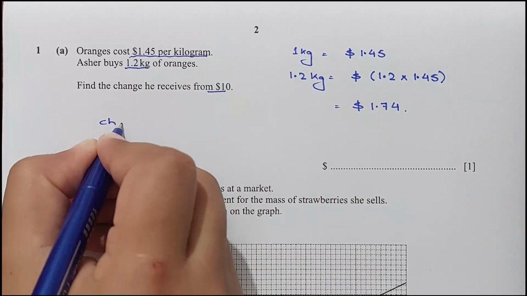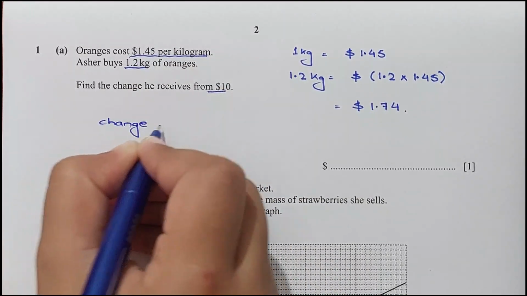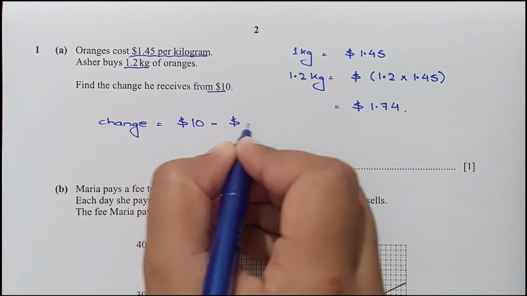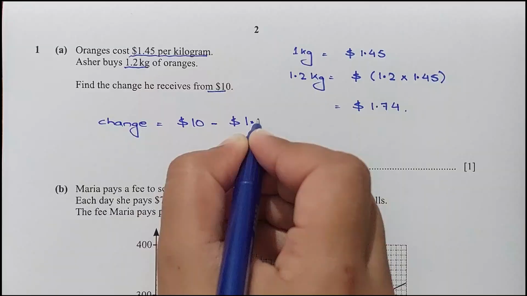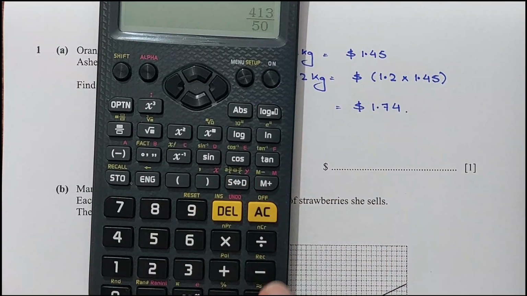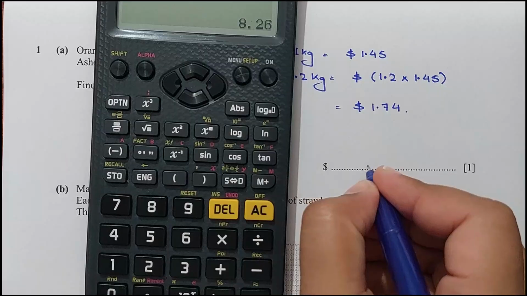So to get the change, we subtract the price of 1.2 kilograms of oranges, which is 1.74, from $10. 10 subtract the answer, this is $8.26.